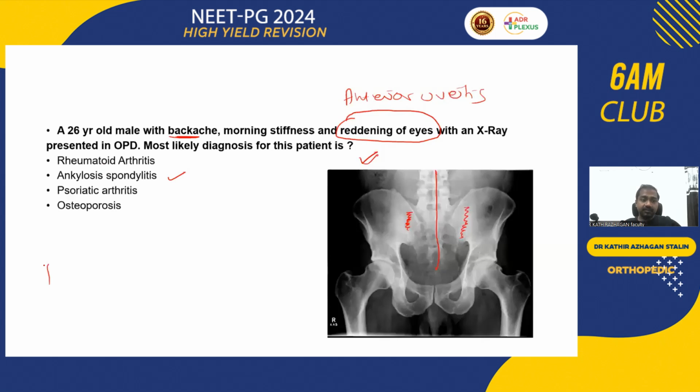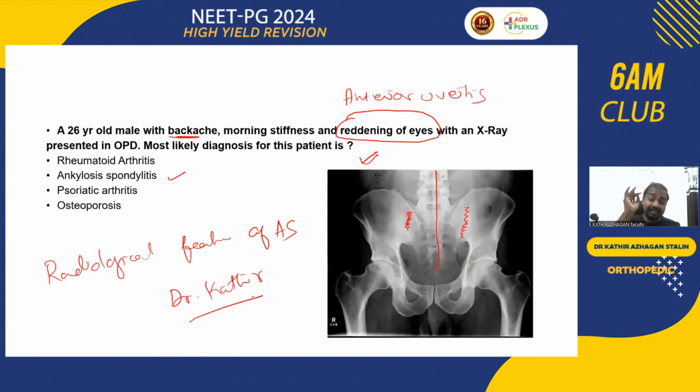Radiological feature of ankylosing spondylitis, Dr. Kathir. Type it in YouTube, and you will see a classical bamboo spine. It's like a 5-minute video, and you will see all the signs of ankylosing spondylitis there.